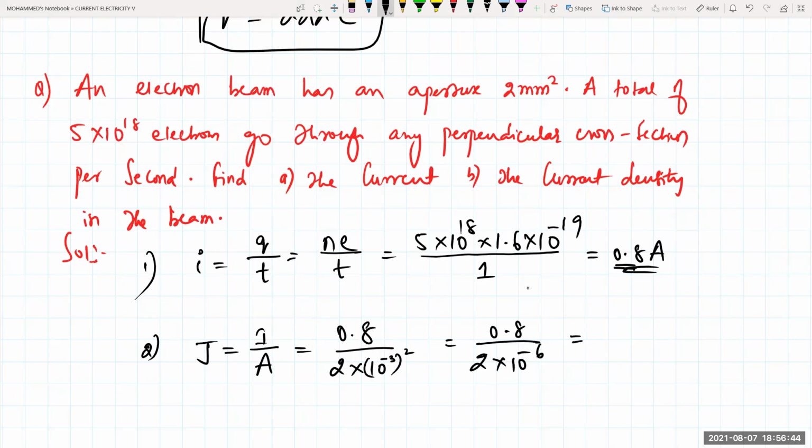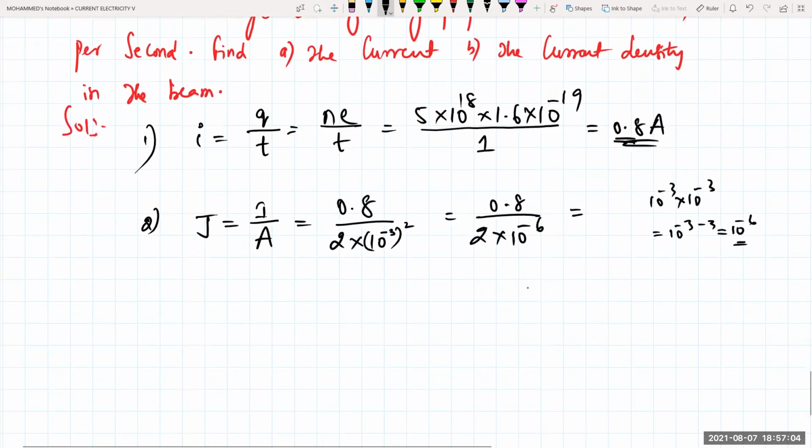Sir, minus 3 whole square is mm square కదా. 1 mm is how much? 10 to the power of minus 3 into 10 to the power of minus 3. So minus 3 minus 3, minus 6. 10 to the power of minus 6. A to the power of m into a to the power of n. ఎంత వస్తుంది చూసుకో.